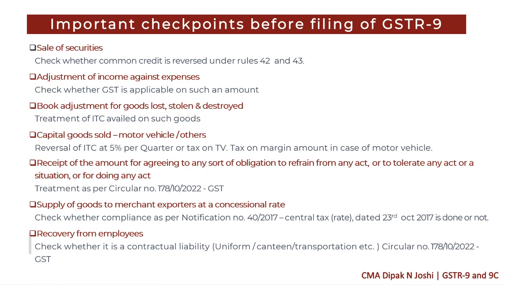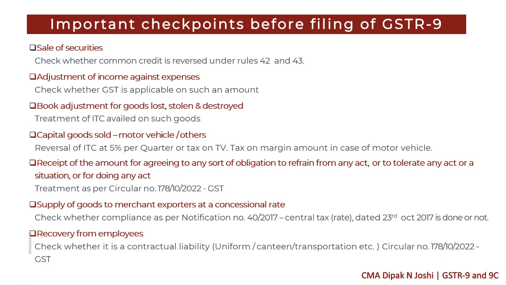Adjustment of income against expenses. Many times, what we do, we directly transfer the income amount to the expenses. We are crediting that expense with the income. A typical example is recovery of, say, canteen expenses from the employee. In that case, we are crediting that recovery amount to the canteen expenses. So in that case also, we should check whether GST is applicable on such income, and if it is applicable, whether GST is paid on such amount or not.